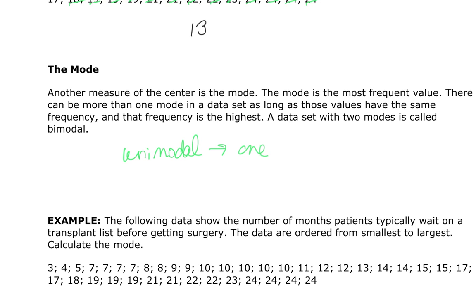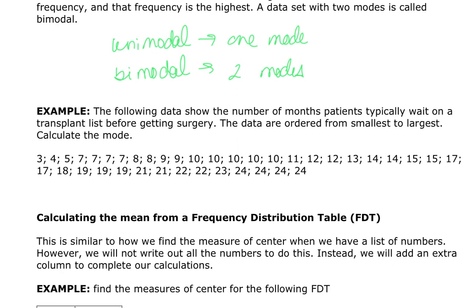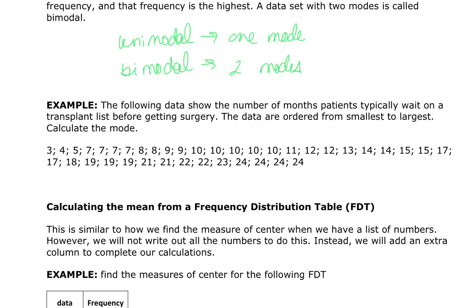That means we have one mode, and bimodal means we have two modes. So again, if I take a look at the same data and look to see which data piece happens the most, 7 happens 4 times, 10 happens 4 times. Oh no, 10 happens 1, 2, 3, 4, 5 times. So 10 is my mode. So 10 happens the most. The mode is the one that happens the most.